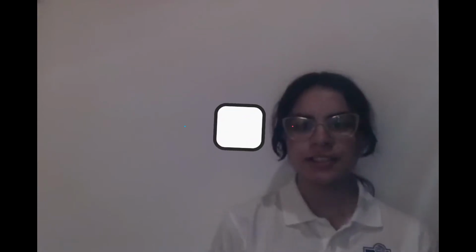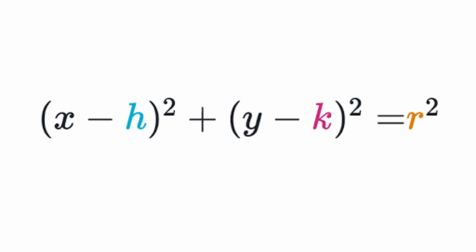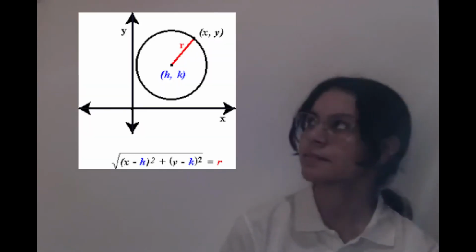Hi, I'm Alejandra and I will be explaining today how to turn standard equations into conic sections. First of all, the standard equation is (x minus h) squared plus (y minus k) squared is equal to r squared, where r is radius and h and k are the coordinates of the center of the circle. To figure out the value of each, we must first square everything, so we may end up with something like this.